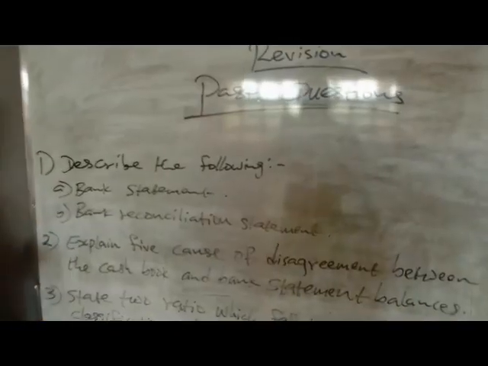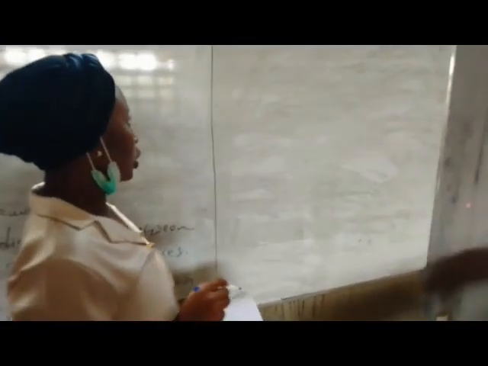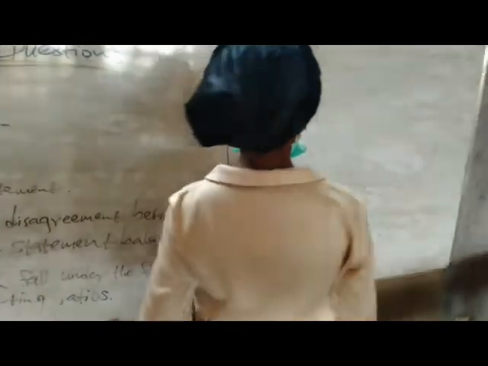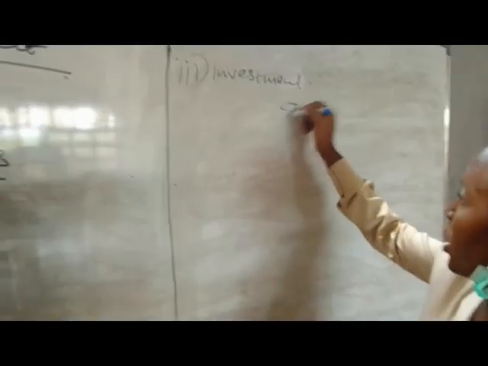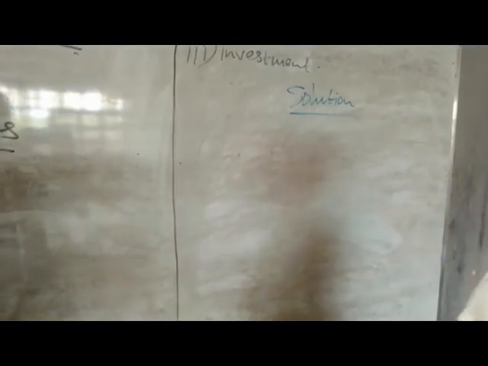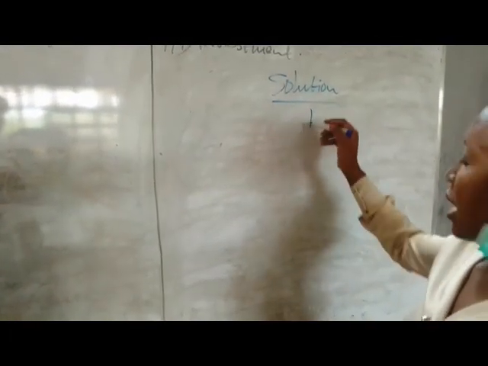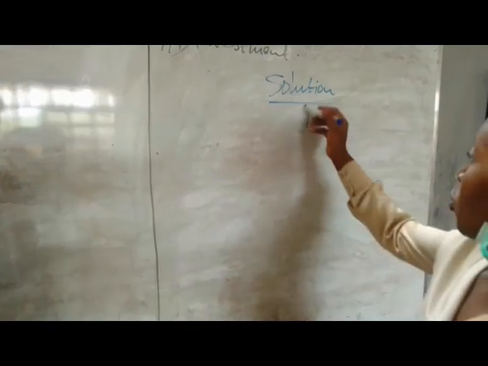First, the profitability ratio. Second, the liquidity ratio. Third, the investment ratio. Now for the solution. First, we have the question, and here we have the solution. After indicating your solution, don't ever forget to number your work. Now we have question number 1.